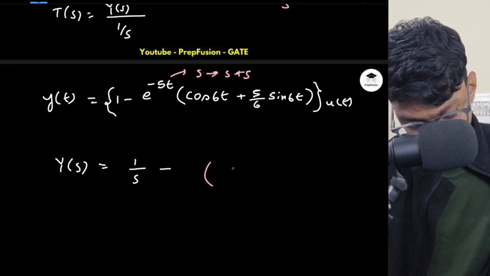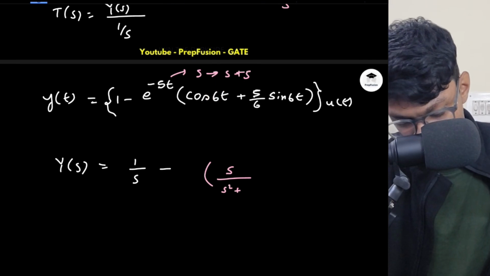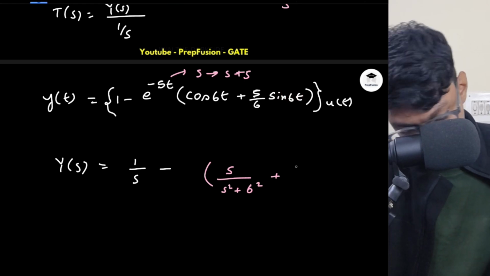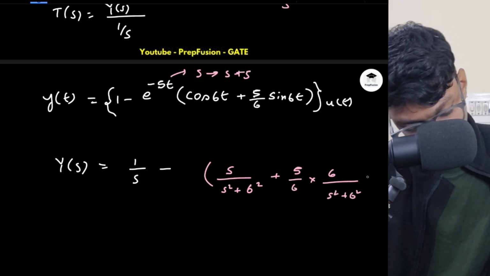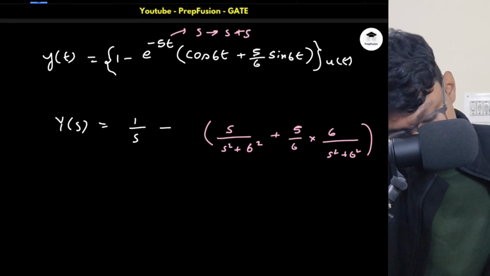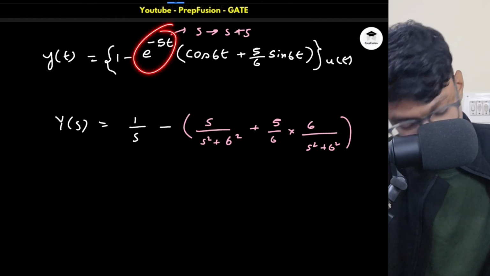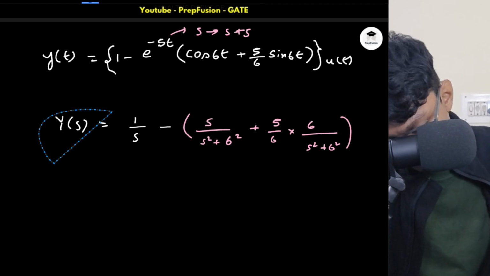So this will be s divided by s square plus omega naught square, that is 6 square, plus 5 by 6 into omega naught, that is 6, divided by s square plus 6 square. Now don't forget, I have to change the s to s plus 5 due to the exponential that has been multiplied.